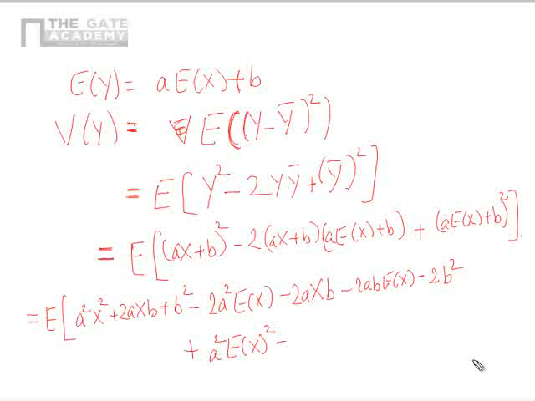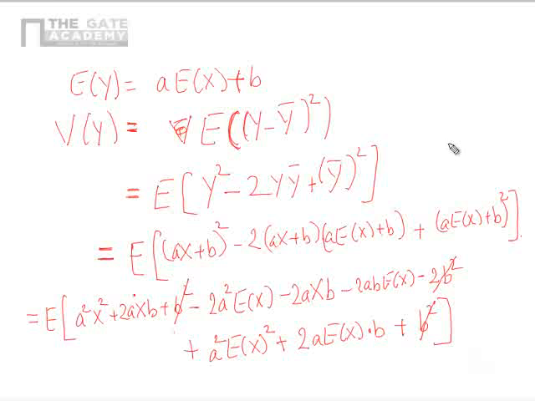Plus 2aE(x)b plus b square. Now you see what is going to happen. Many terms are going to get cancelled. This plus b square can get cancelled with minus 2b square. Correct? Then you have plus 2axb.